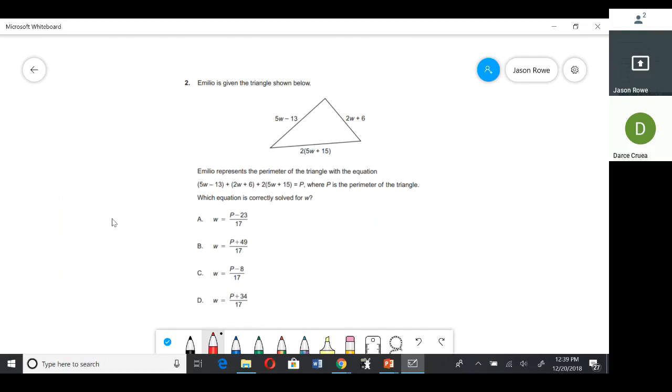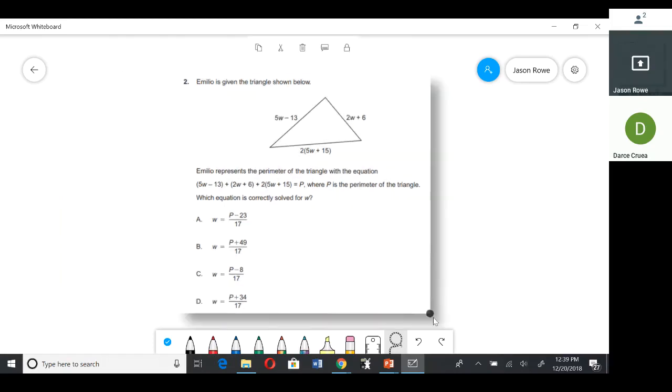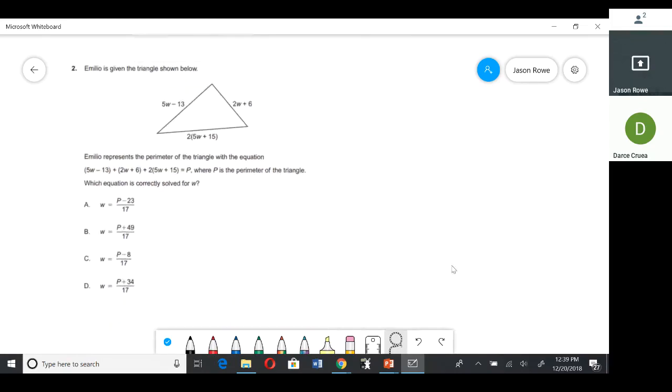Okay, so the first thing we have to do is we have to simplify. So we need to look and see if you remember simplifying equations or expressions. The first thing you need to do is any distribution that you can. So here we look at the equation as it's written, and we can distribute the 2 to the 5w plus 15. Since there's no distribution to do to the other two sets, Mr. Rowe is rewriting it without the parentheses because we don't really need them. They're just representing the different sides.